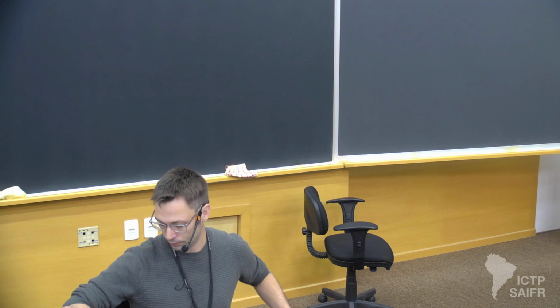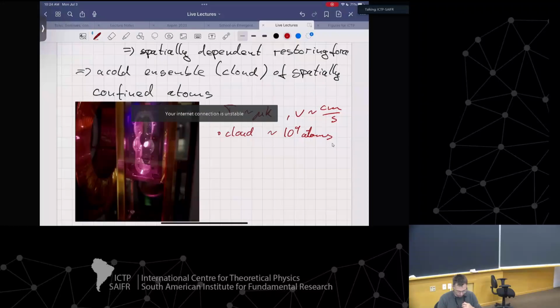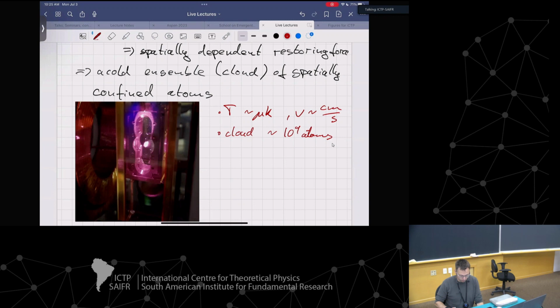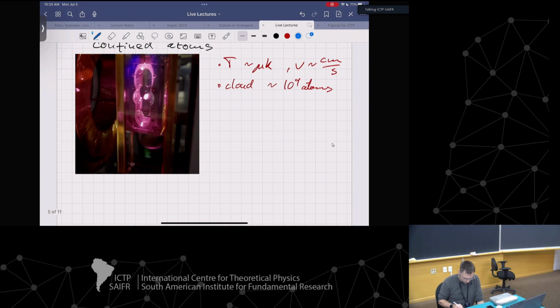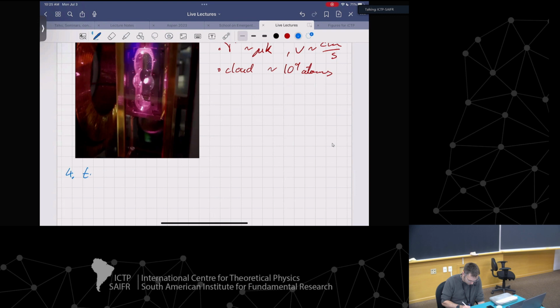Okay, super. So we have a cold cloud of atoms. Actually, we have way too many atoms. And maybe I would like 100 million atoms. But right now, I just want a few really well-controlled single atoms. So this is now number 4, trapping single atoms.